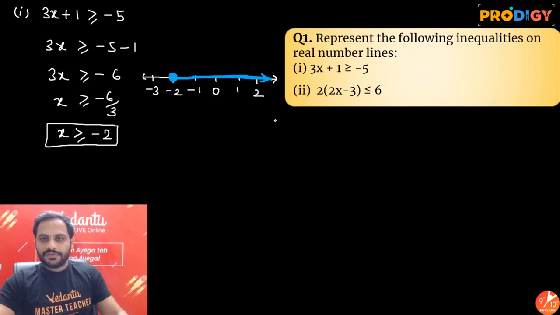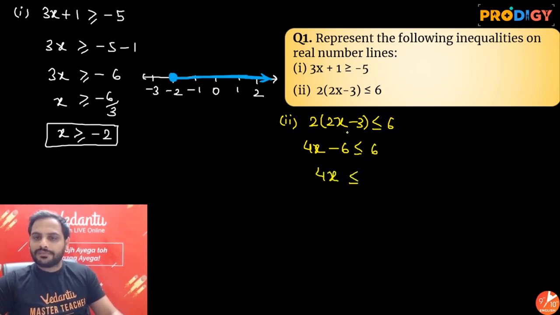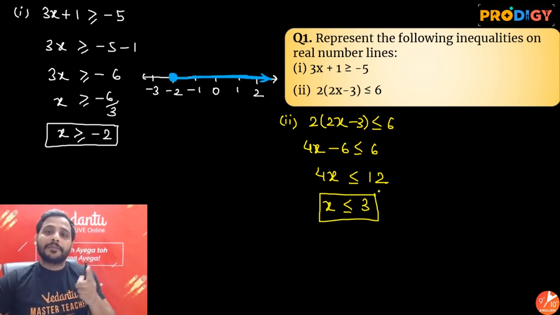Question number 2 is 2 times of 2x minus 3 is less than or equal to 6. So 2 into 2x is 4x, 2 into minus 3 is minus 6, is less than or equal to 6. Shift minus 6 over there, it will become plus 6. 6 plus 6 is 12. So 4x is less than or equal to 12, so x is less than or equal to 12 by 4, which is equal to 3. No need to change the sign because we are dividing by a positive number. So x is less than or equal to 3.